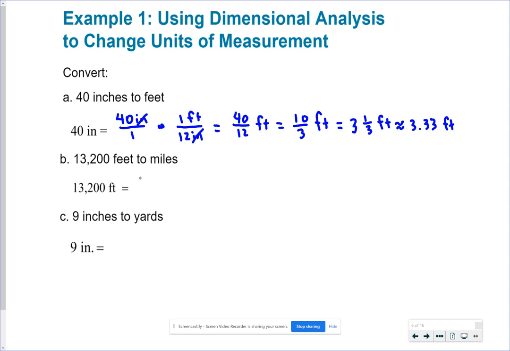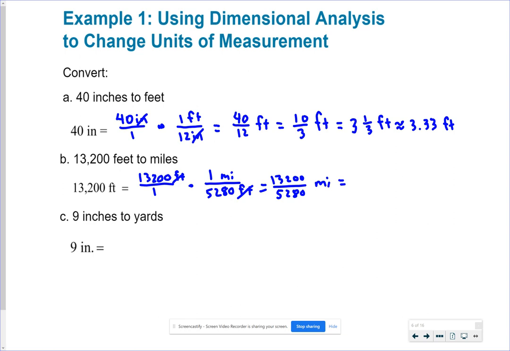Okay, next one. 13,200 feet, we're converting it to miles. So I'm going to look at this as a fraction, so it makes it a little easier to see which units are canceling where. So this is 13,200 feet over 1. Now I'm going to introduce my unit fraction that I need to multiply by. So I need to have feet in the denominator, and I need to have miles in the numerator. So 1 mile is 5,280 feet. That's my unit multiplier that's going to work for me here. So I'll get the feet to cancel, and I've got 13,200 over 5,280. And this is now going to be in miles.